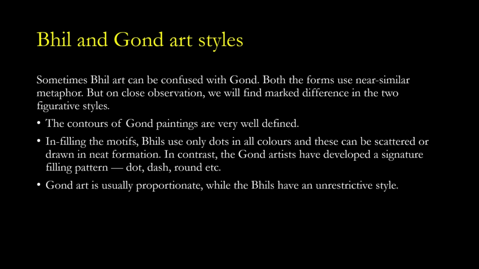And as we have discussed earlier, Goan artists have developed a very nuanced, very stylized way of drawing dots, dashes and round figures. They have developed them in their own artistic way. Goan art is usually proportionate, while the Bhil art has an unrestricted style. If you look at a Goan art and a Bhil art, you will see that in Goan art the bodies of the figures are very proportionate. The body of a woman or a man will be proportionate compared to the real image, whereas a Bhil art is not restricted to this. They might have a free flowing kind of pattern.